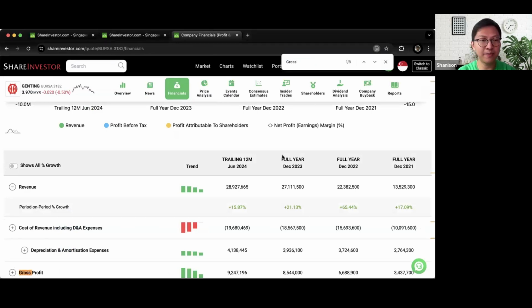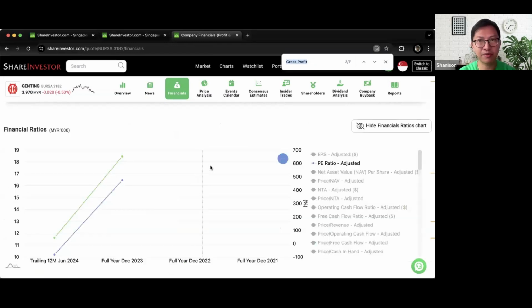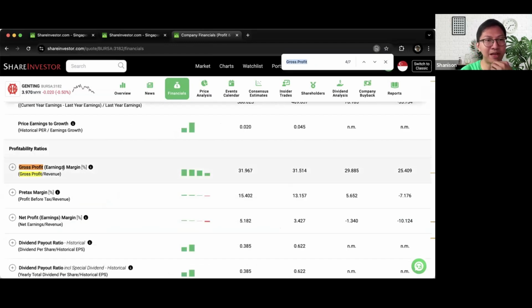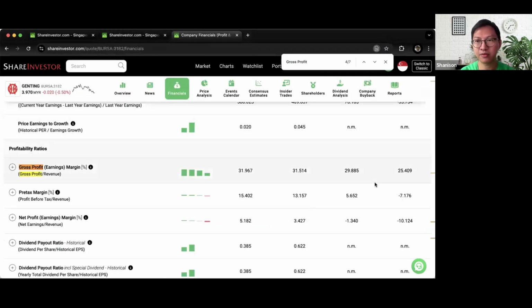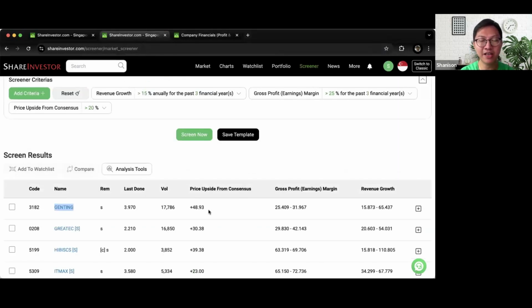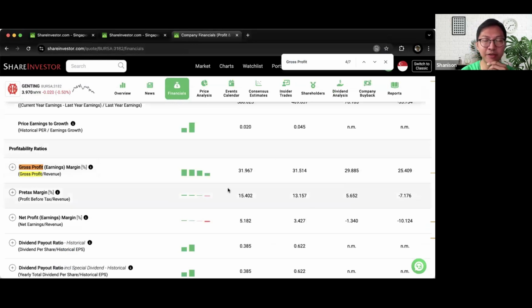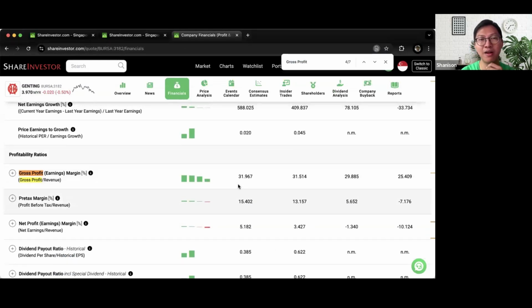If, let's say, you are not sure where it is, you can search for that. Okay, gross profit margin. So this is over here. You can check this is the profit margin. We specified that it has to be more than 25%. So it does fall under this part for the gross profit margin. So this is how you can validate some of this information, but don't limit yourself to this. You can check other fundamental information about the company as well.